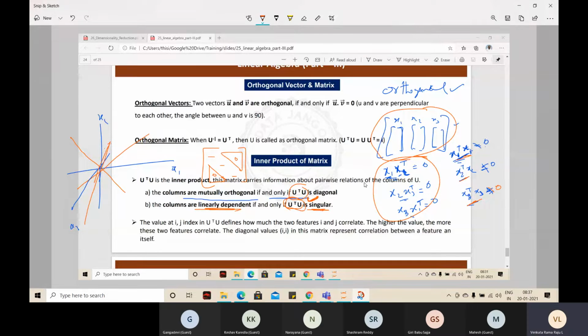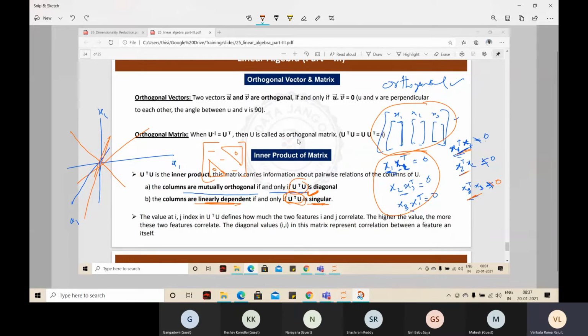Good. So we said, when U is an orthogonal matrix, U inverse is equal to U transpose. If U inverse is equal to U transpose, then U transpose U is going to be I, since U transpose and U inverse are the same. Like that it is going to be I. These concepts are important.